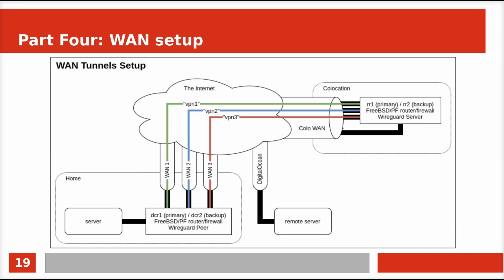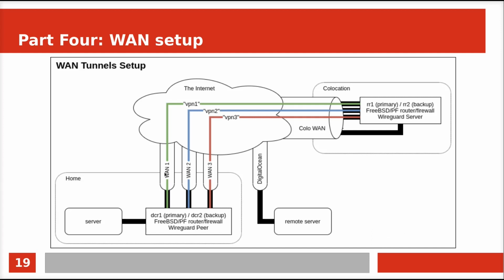Okay, so here's a diagram, because this is way too complicated to just explain in words, of the WAN tunnel setup. So basically in my home there at the bottom left, I have a server. This is just an example with one server. Then I have my in-home routers, called DCR for data center router, and I have a primary and a backup. They're FreeBSD PF firewall and routers, and they're the WireGuard peers. So I have my 3 WAN connections, here in the center.